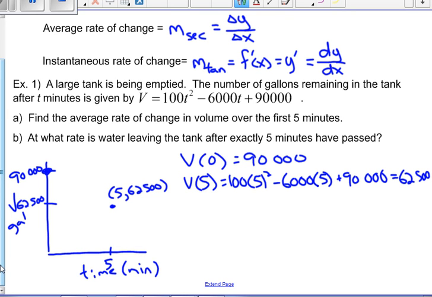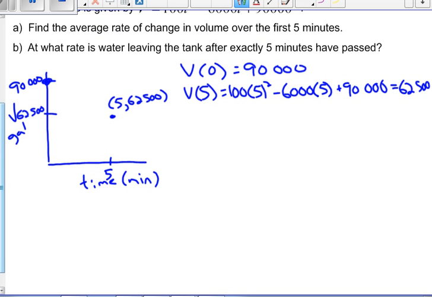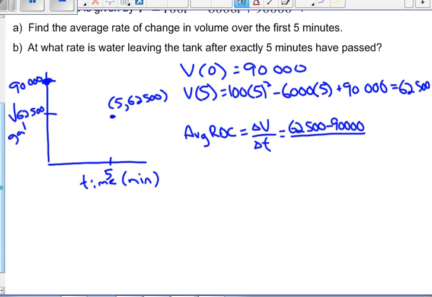We said average rate of change is the change in y over the change in x. So here, if I want average rate of change, I'd have the change in volume over the change in time. And it's always final minus initial. So 62,500 minus 90,000, all over 5 minus 0. That means nothing unless we put in our units. So that's gallons over minutes.